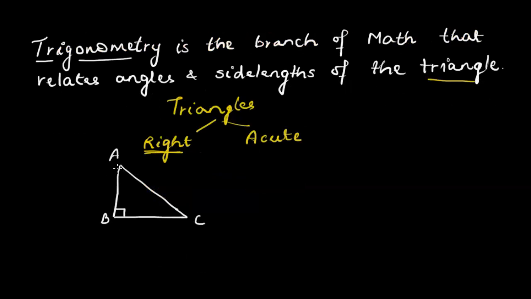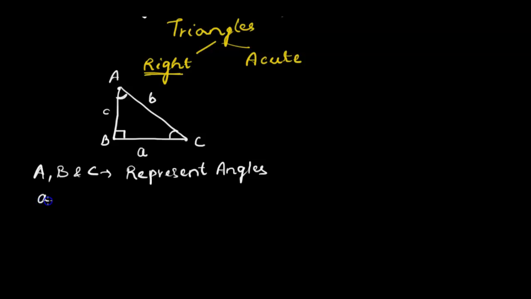Here in this triangle, vertex A represents angle A, B represents angle B, C represents angle C. Sides opposite to the vertices are written with a lowercase letter, the same as the letter used for the vertex. So if this is uppercase A, this is lowercase a. This is uppercase B, this is lowercase b. If this is uppercase C, this is lowercase c. So uppercase A, B and C represent angles, whereas lowercase a, b and c represent side lengths.